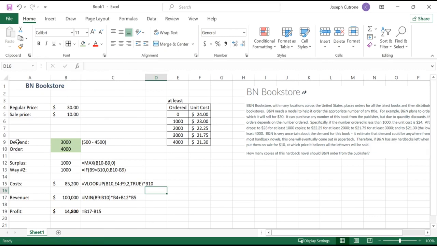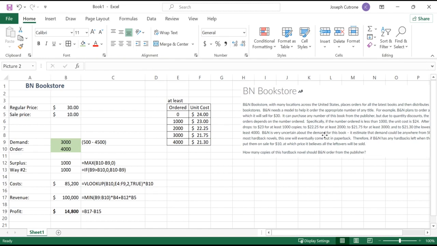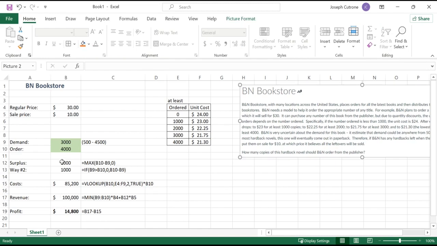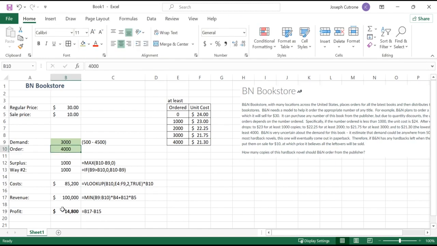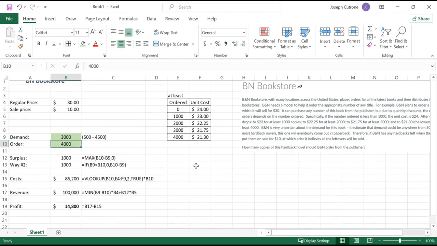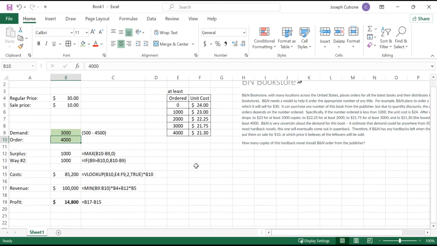Now let's actually go back and answer the question. How many copies of the hardback novel should be in an order from the publisher? So the question is, what is the right order amount that maximizes the profit? To do that, there's two variables in play, the demand and the order.